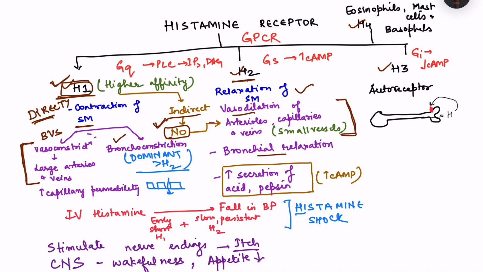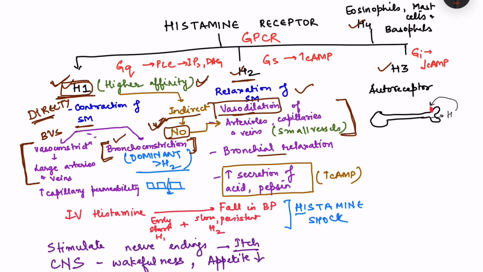So if histamine acts on these receptors, what will be the overall effect? Well, there will be vasodilation, because obviously direct stimulation of the H2 receptor is also causing vasodilation, and the H1 receptor indirectly also is causing vasodilation, but there will be bronchoconstriction. Not bronchial relaxation, there will be bronchoconstriction, because this H1 receptor has higher affinity and it has a dominant effect when compared to that of the H2 receptor. Understood? So that is causing bronchoconstriction.